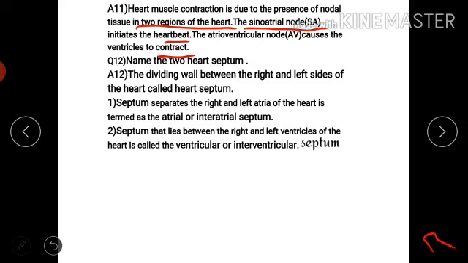Now name the two heart septa. The septum which divides the auricle as well as ventricle. It divides the auricle into left and right auricle and divides the ventricle into left and right ventricles. Septum that separates the right and left atria of the heart is termed the atrial or interatrial septum, and septum that lies between the right and left ventricles of the heart is called the ventricular or interventricular septum.